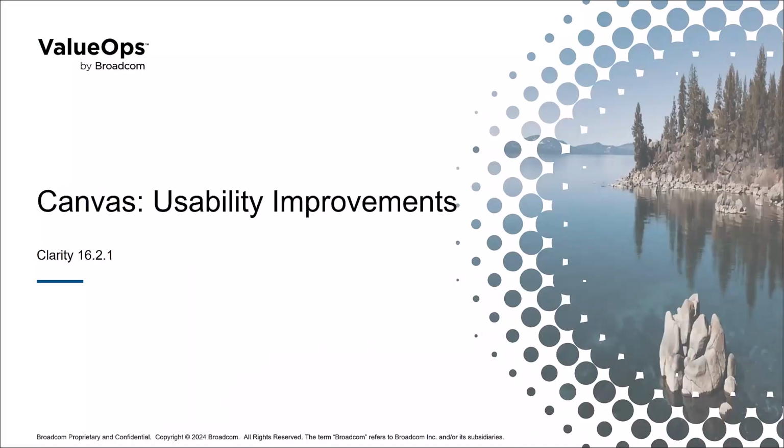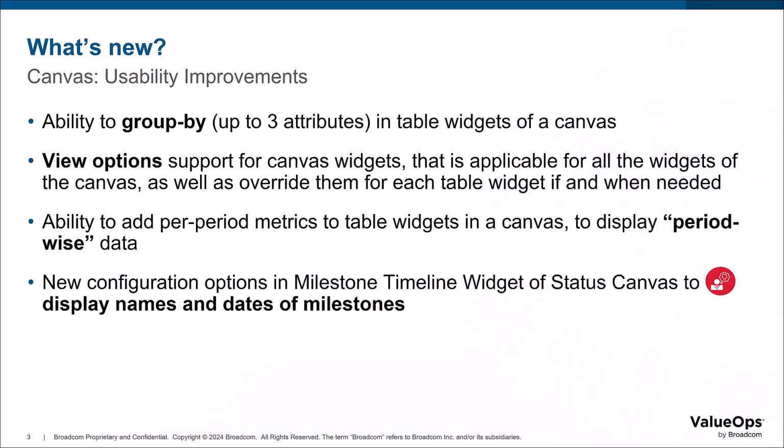In this session, we'll review the usability improvements made to canvases. So, what's new in this release? Canvas table widgets have been enhanced with ability to group by up to 3 fields. Next, there is support added for view options for canvas widgets.